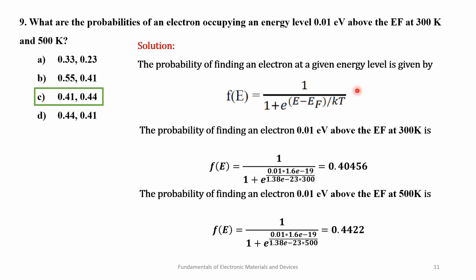You might get the calculation correct, but if you are not careful enough, you might end up choosing option D. So please be careful. Whichever order is mentioned in the question, in the same order you have to give the comma separated values. So the first one will be 0.41 and the second will be 0.44. I hope it's clear. We can move on to the next question in that case.